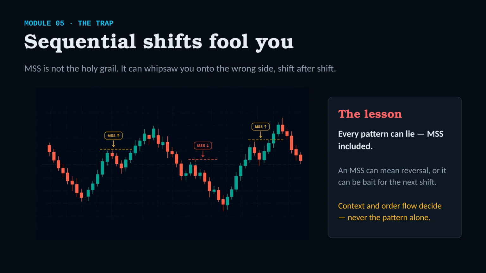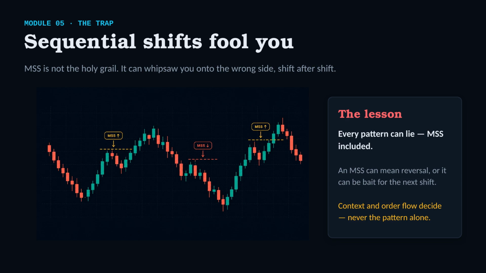Now for the uncomfortable truth. Many smart money traders believe the market structure shift is the greatest pattern of all. It is not. This pattern can fool you exactly like any other pattern. A market structure shift can mean a reversal. It can also lead to subsequent traps, meaning subsequent market structure shifts. Look at the chart. Shift up, shift down, shift up again. It is not uncommon to see sequential market structure shifts, and each one will mislead you onto the wrong side of the market, right before it reverses again.